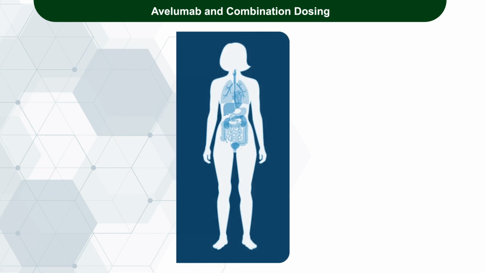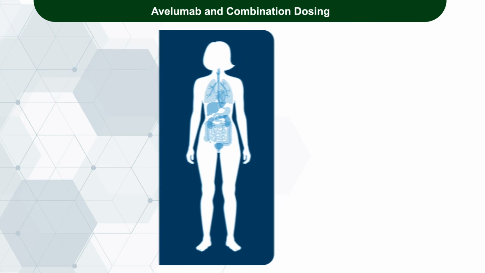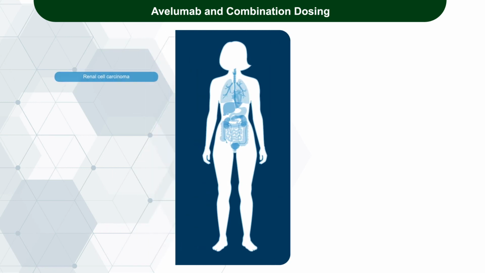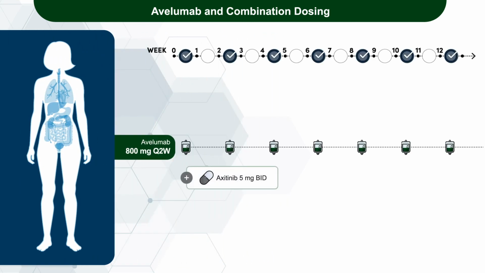Avelumab is FDA approved for several indications. For patients with Merkel cell carcinoma and urothelial carcinoma, avelumab is dosed at 800 milligrams every 2 weeks. For patients with renal cell carcinoma, avelumab at 800 milligrams every 2 weeks is combined with axitinib 5 milligrams twice daily.